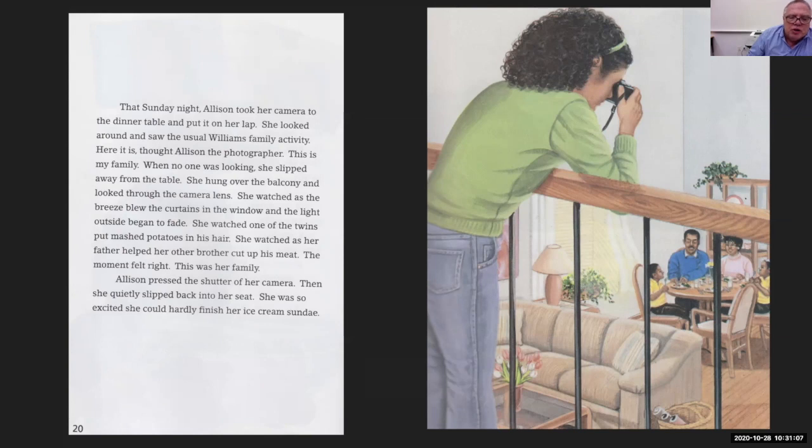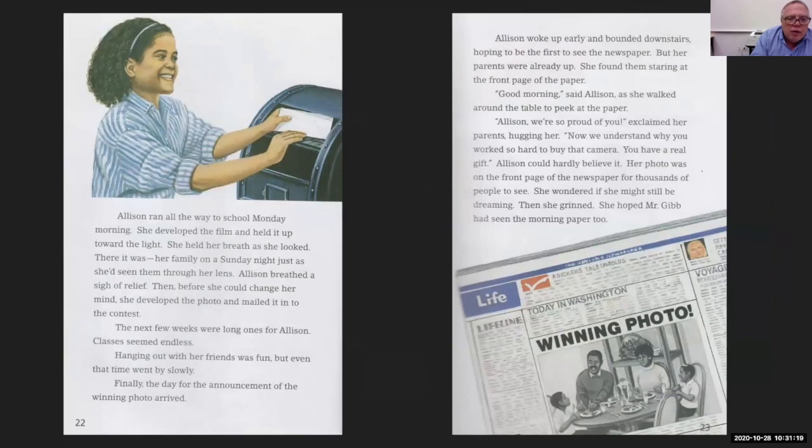Allison pressed the shutter of her camera, then she quietly slipped back into her seat. She was so excited she could hardly finish her ice cream sundae. Allison ran all the way to school Monday morning. She developed the film and held it up towards the light. She held her breath as she looked.